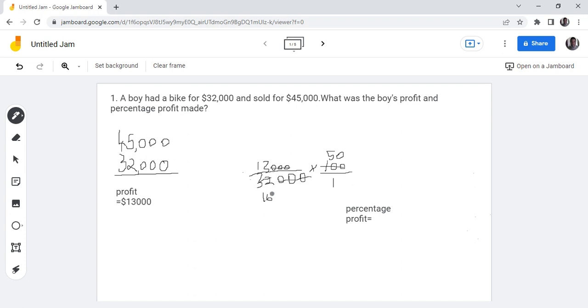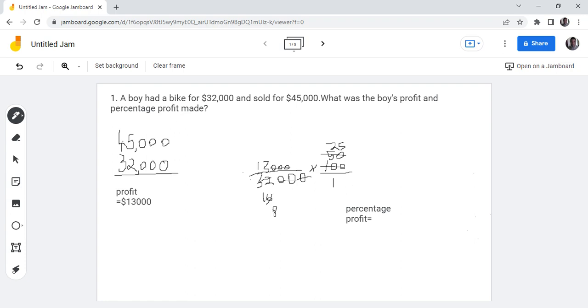We can further reduce. 2 into 16 goes 8 times, and 2 into 50 goes 25 times, right? Now we are left with 13 over 8 times 25 over 1. There's nothing else that can be reduced, so what we're going to do is multiply across, and then we will do our further operation.